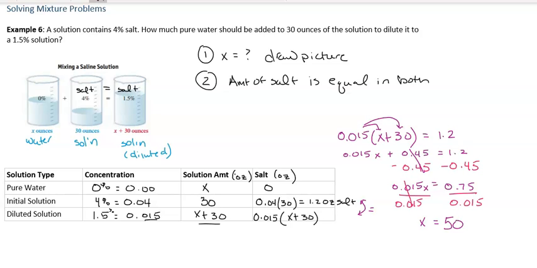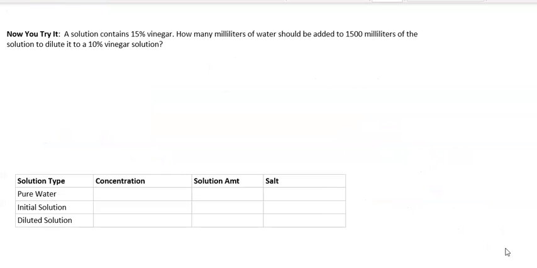Well, we were looking for ounces of water. So it's going to be 50 ounces of water is how much we need to add to that solution to get the mixture to dilute to 1.5%. Okay, so now I have an opportunity for you to try this problem when you can see the answer right after trying it. Please do try it because these problems are pretty hard and you want to have a chance to give it a shot. So pause the video and try.